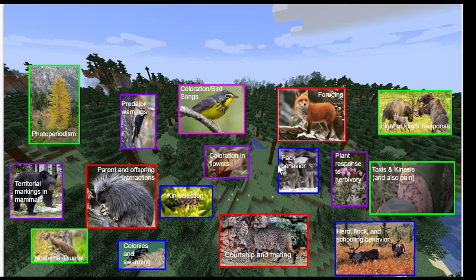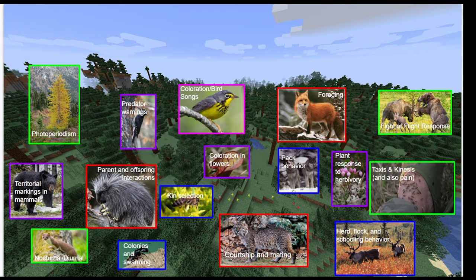So next is herd, flock, and schooling behavior. Herd behavior is demonstrated by caribou, and caribou live in a herd that is made up of bulls and cows that breed during specific seasonal times. These herds allow them to deter some predators, and they migrate in these herds as groups between summer and winter to find new food, up to 400 miles between different sites.